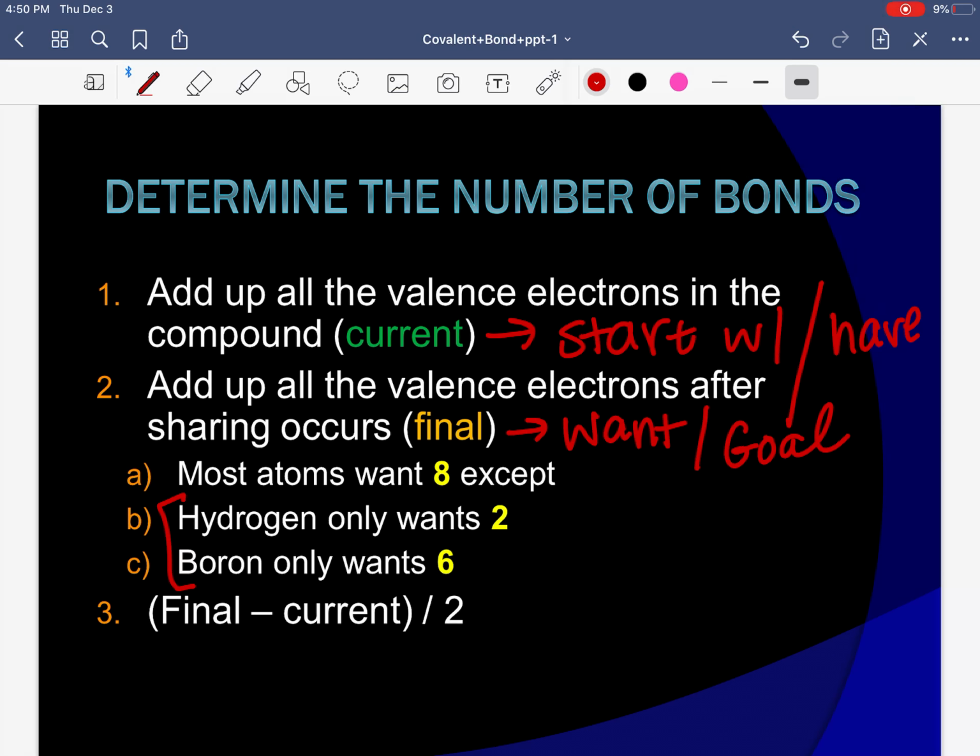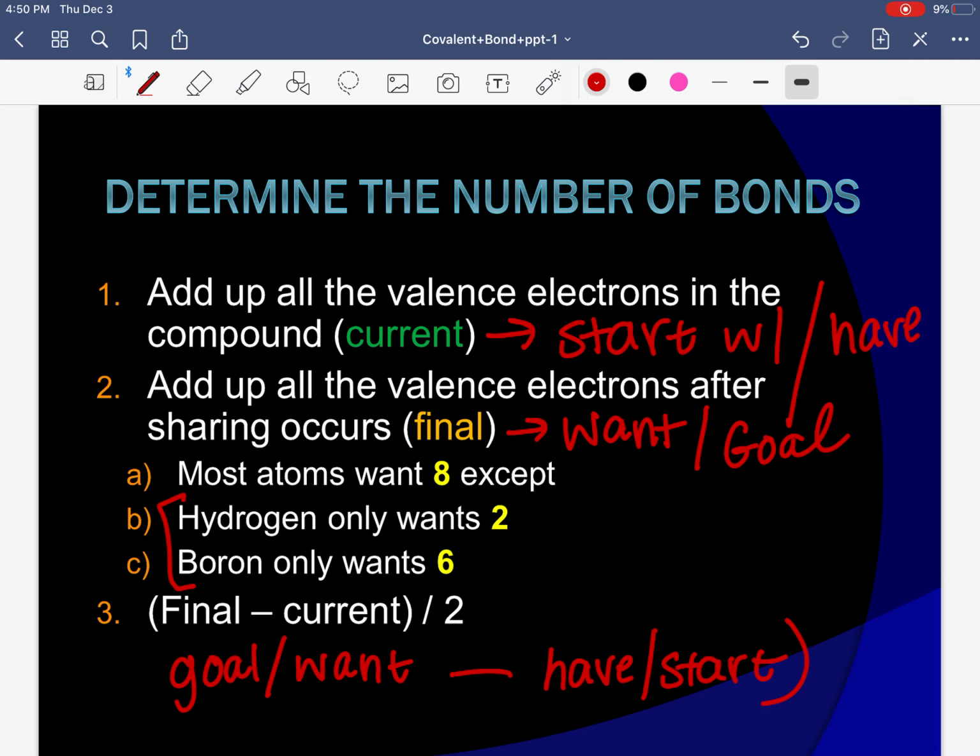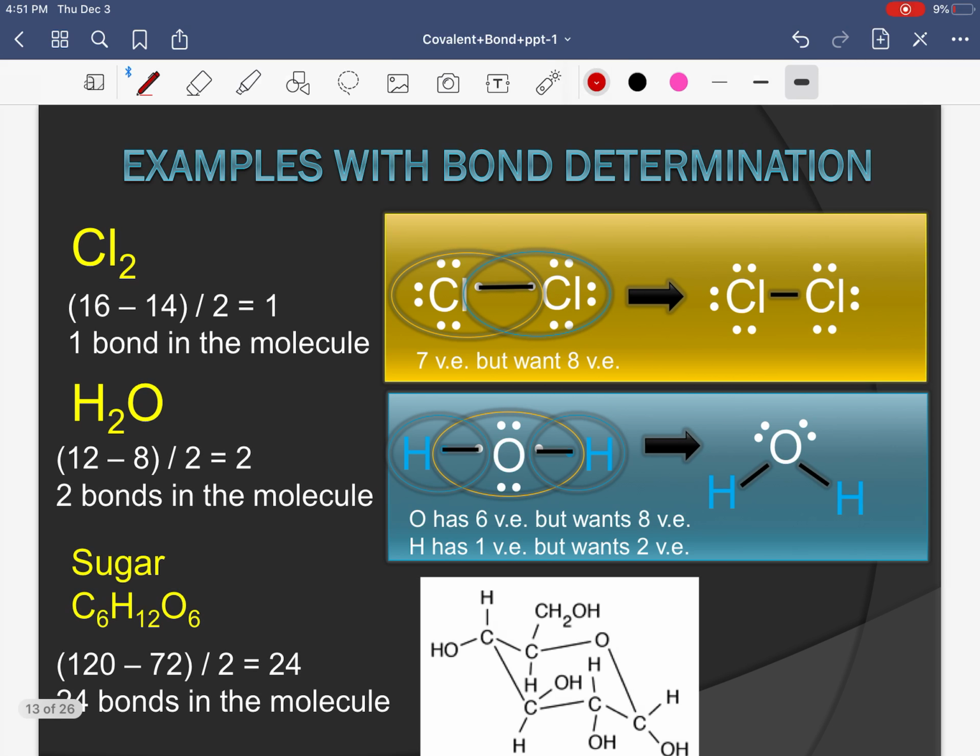And then what you're going to do is take your final, so your goal or your want, you're going to subtract what you have, what you start with, and then you're going to divide this all by 2. So we'll do some examples.